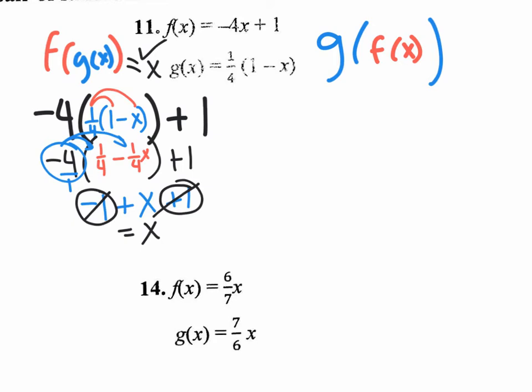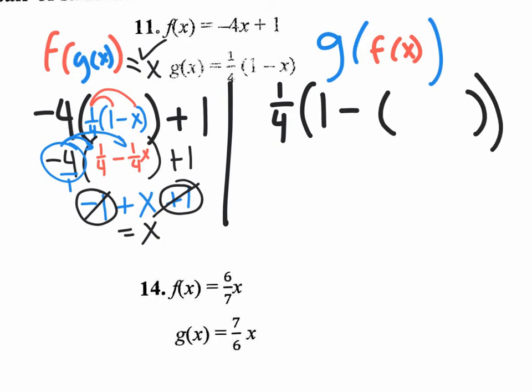Okay? So my g of x function, let me put this line right here so we could separate our work. My g of x function is really 1/4 parenthesis 1 minus x, but instead of x, I want to put some big parentheses right there. Why am I putting big parentheses? Because inside this x spot, inside my g function, I need to plug in what? F of x. And what is f of x? Negative 4x plus 1. That's going to go right in here. So there it is, negative 4x plus 1.